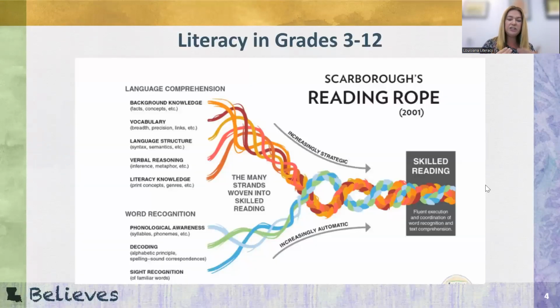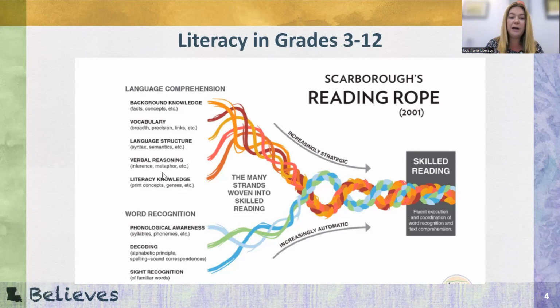So each session, I've been talking a little bit about Scarborough's reading rope, and specifically for grades 3 through 12, we talk about the fact that this lower half, the word recognition strand, we always hope that that comes to us developed. We know that's not always the case. And so in that case, go look at the first half of our double feature series, which is about how to use the lift kit to fill in some of these gaps in the lower half.